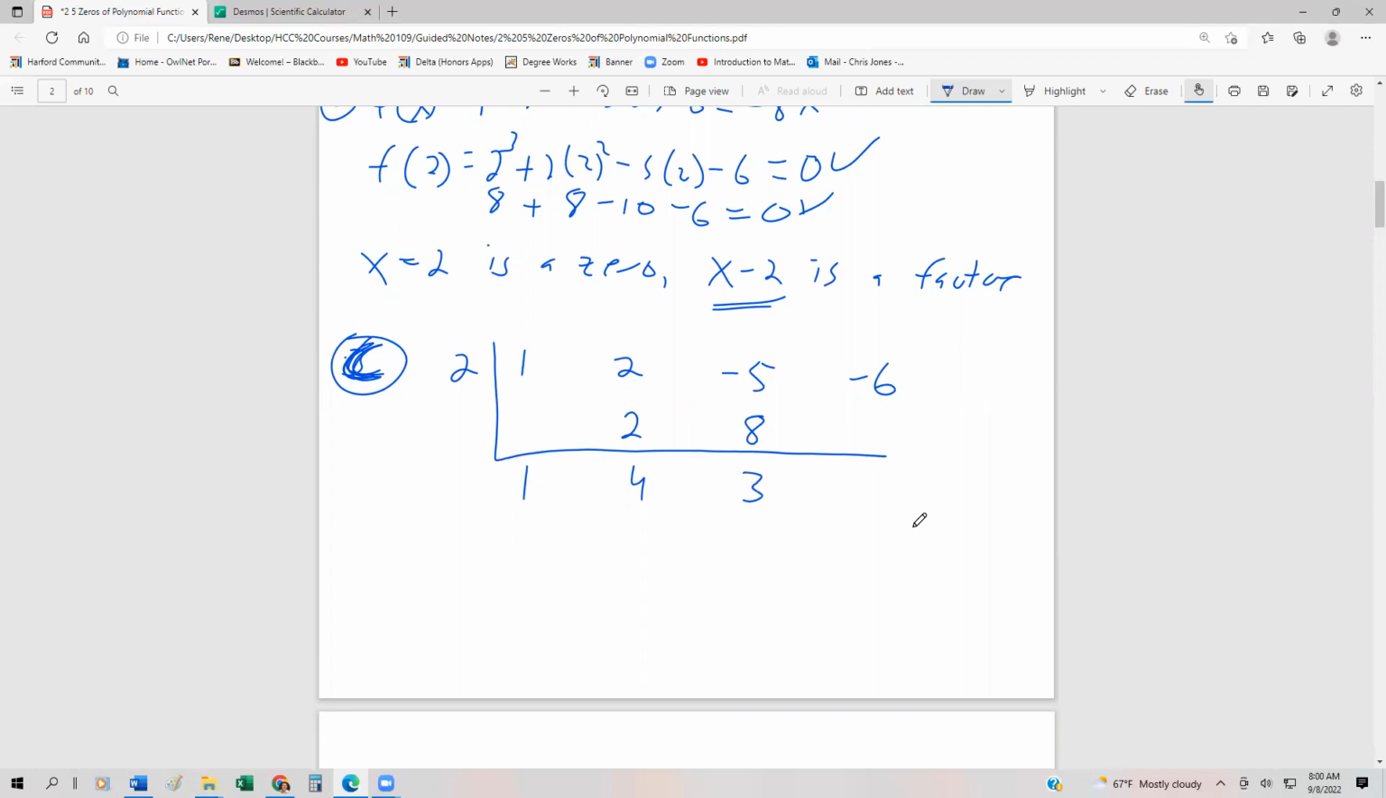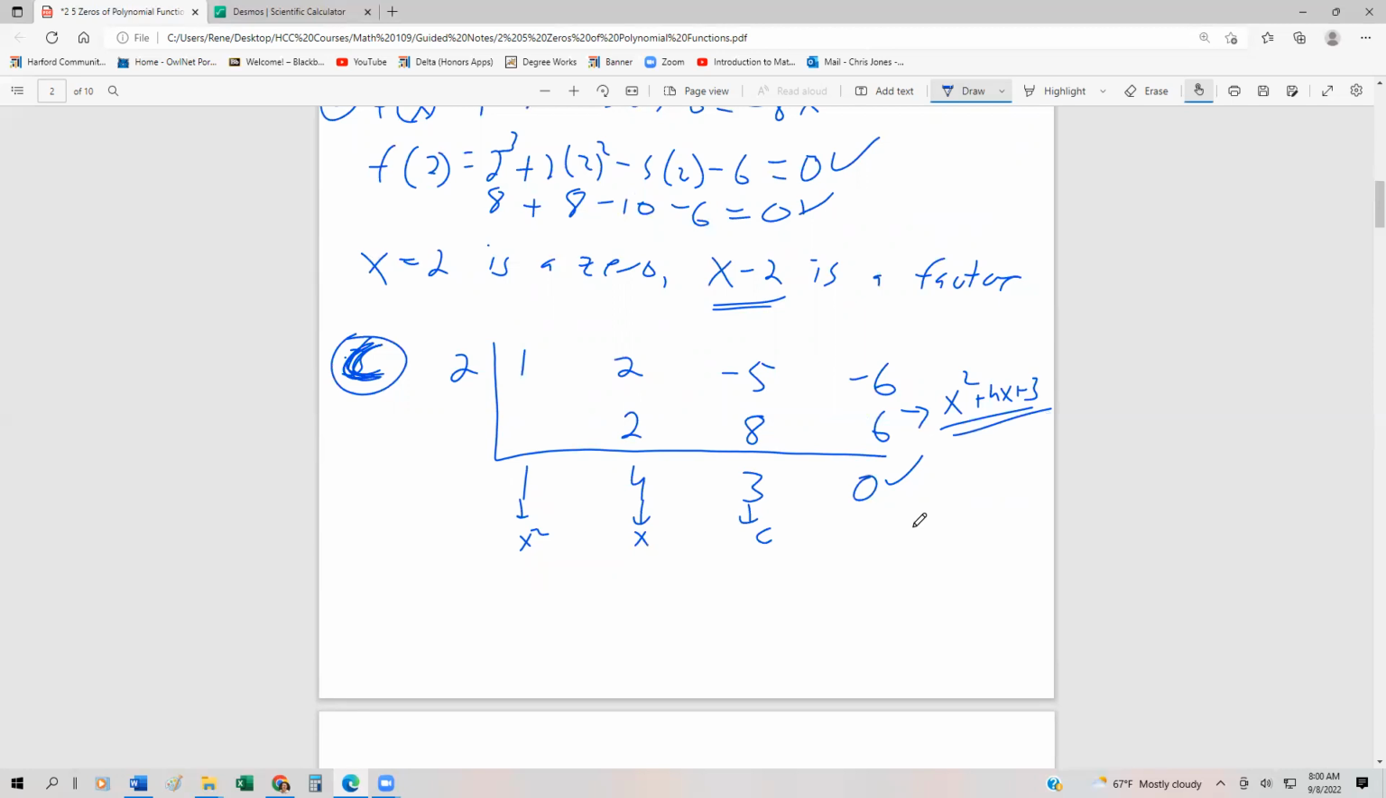2 times 3 is going to give us 6. -6 plus 6 is 0. And that's good. And remember, this is the constant. This is our x, and this is our x squared. So the resulting polynomial from this division is going to be x squared plus 4x plus 3. And this is another factor, okay?